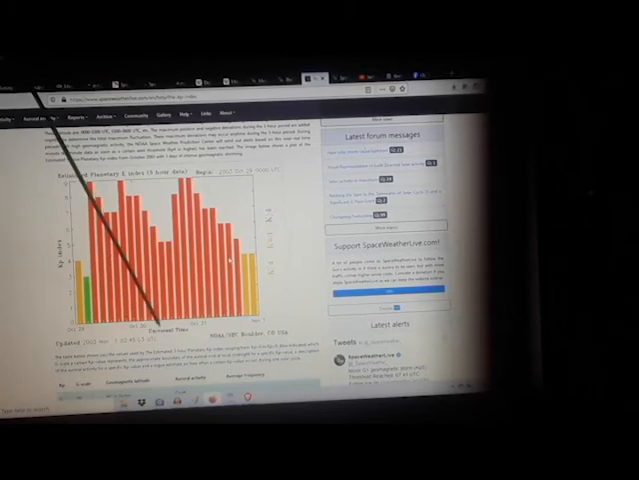Through a 3-day period. Exactly. So you see the 29th, the 30th, the 31st, November 1st right there. So that's over the course of 4 days there.